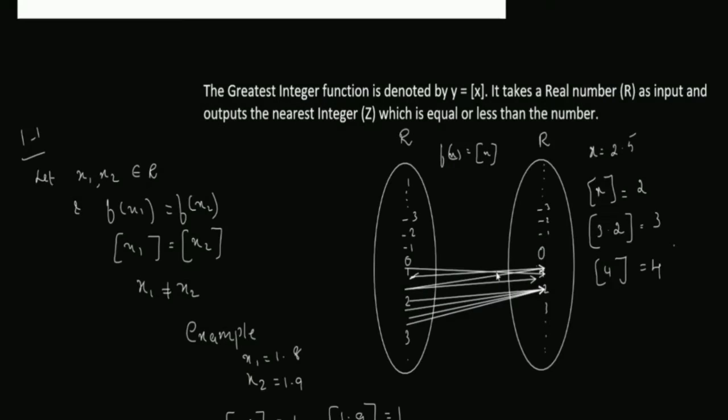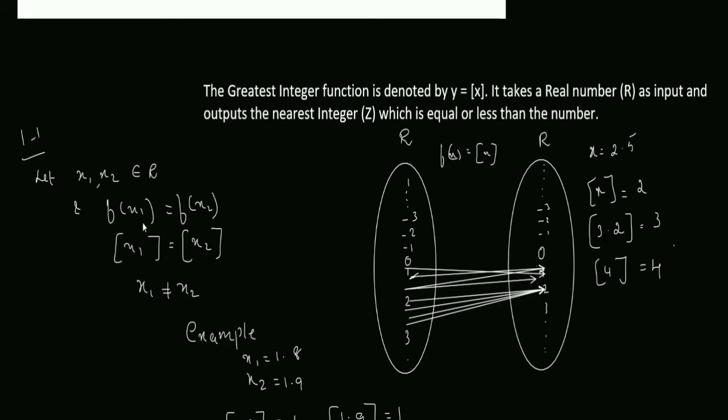If it is one-to-one, different elements should have different images. So this function is not one-to-one. Is it onto? No. Because the codomain is the set of real numbers and the range is only integers. So the codomain is not equal to the range. Therefore the function is not onto.